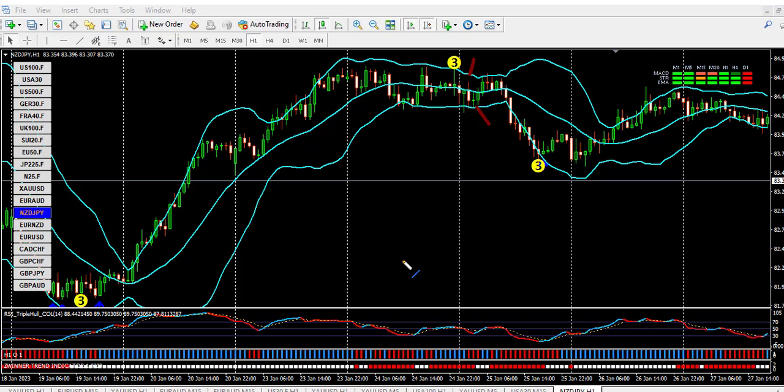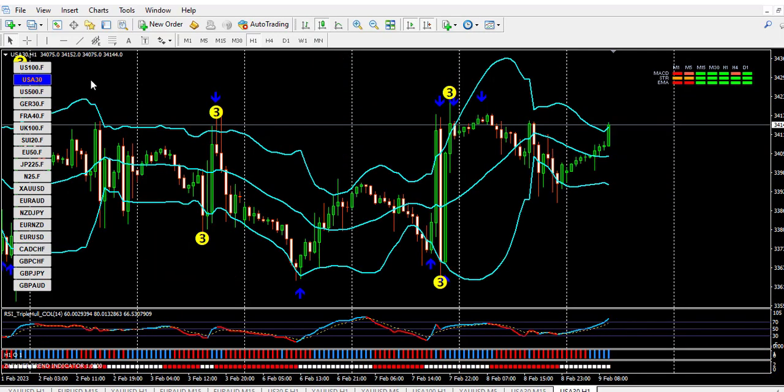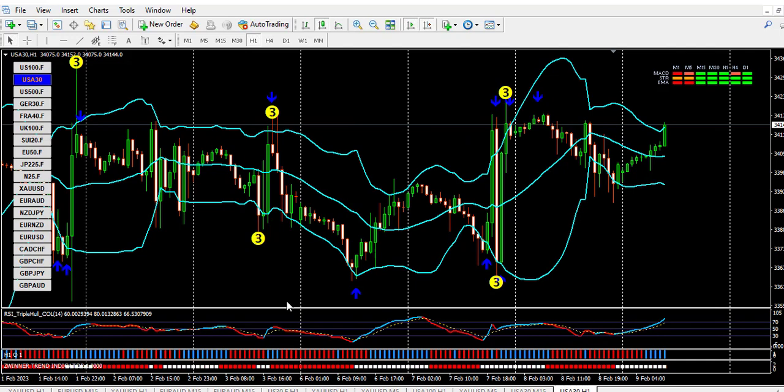Make sure you combine everything together, and let's check on my favorite pair, which is US30, and see how this plays out too. And here it is on the US30, USA 30 indices, and this is on MetaTrader 4 and not on MetaTrader 5. So let's see how this plays out too on the indices here.